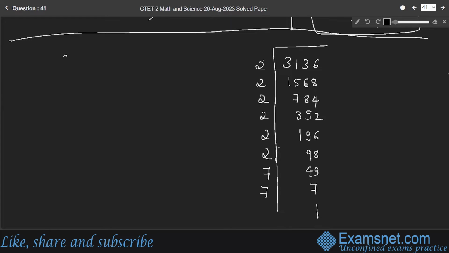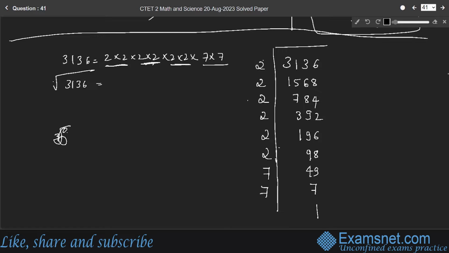Therefore, the factors of 3136 are 2 into 2 into 2 into 2 into 2 into 2, so 6 times 2, and 2 times 7. While considering the square root of 3136, let us club two similar numbers like this. Since we are considering the square root, if it is a cube root, we have to club 3 numbers, right? So let us club 2 numbers. For 2, 2, next 2, 2, next 2, 2, and there are 7, 7. So the square root of 3136 becomes 2 into 2 into 2 into 7, taking one 2 from the first, second, and third clubs, and 7. Therefore, it becomes 2 into 2, 4, 4 into 2, 8, 8 into 7, 56. Therefore, the square root of 3136 is 56, right?